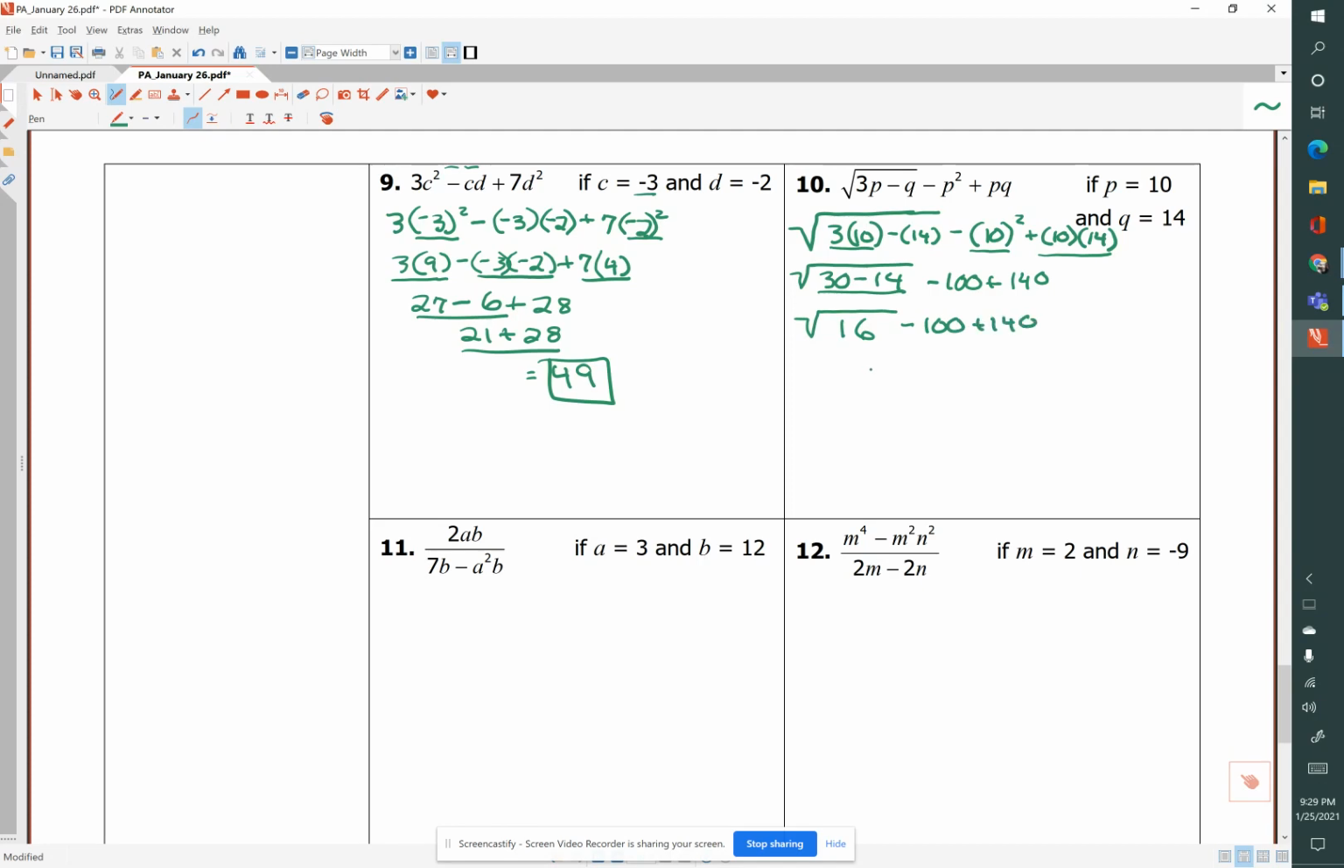The square root of 16, well, what do I multiply? What times what, these being the same number, equals 16? And the answer to that is 4, because 4 times 4 is 16. So we have 4 minus 100 plus 140. And 4 minus 100 is negative 96, plus 140 equals 44.